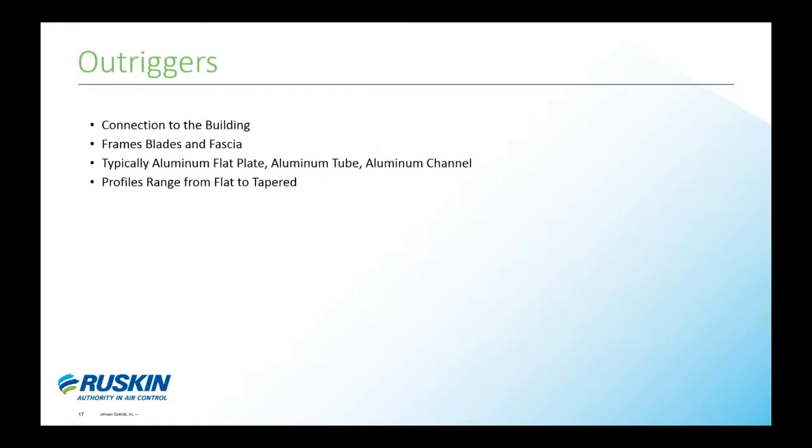The third component of the sunshade is the outriggers. The outriggers are located at the connection to the building that frames the blades and fascia. They are typically a flat plate that cantilevers out, holding the load of the sunshade. They can be made of most any profile, such as tapered or rounded at the end. If there is a fascia, they can typically follow the profile of the front fascia. They are usually fabricated from aluminum flat plate, channel, or rectangular tubes.